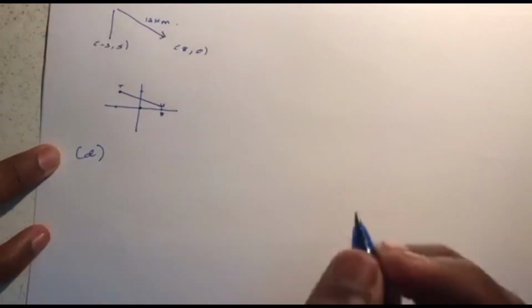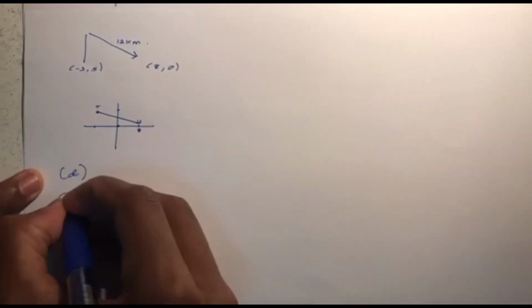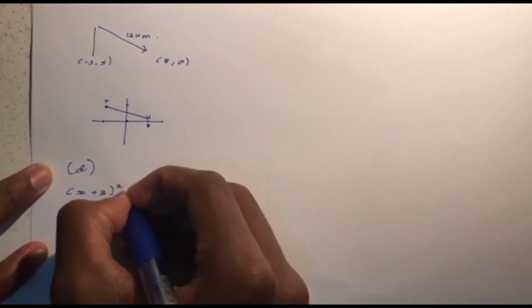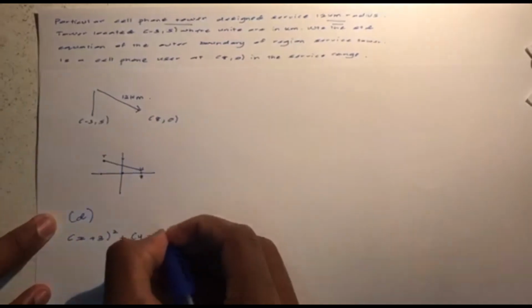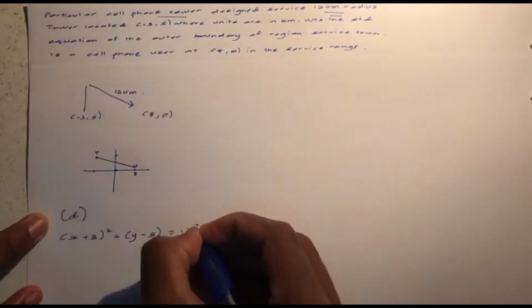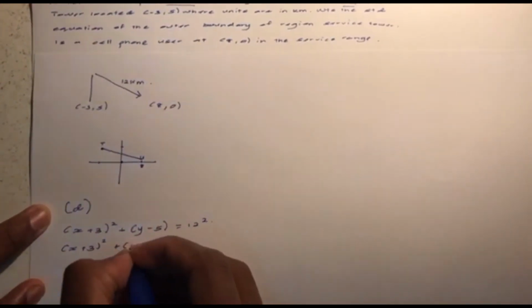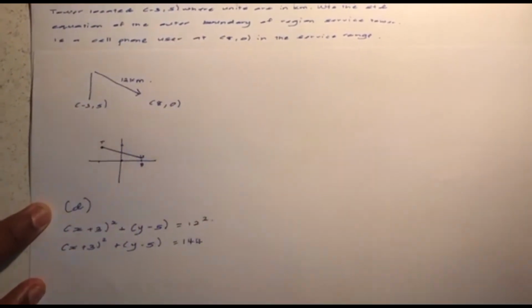But before we go on, we have to find the equation of the circle. So what we do is (x minus 3) squared plus (y minus 5) squared equals the 12 kilometers squared, so 12 squared. So it's (x minus 3) squared plus (y minus 5) squared equals 144. It's simple maths here.